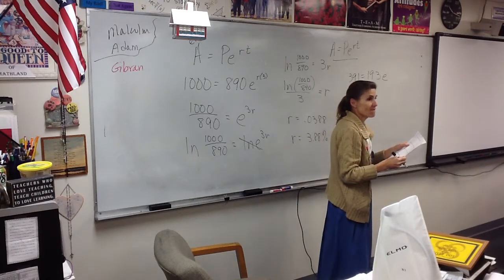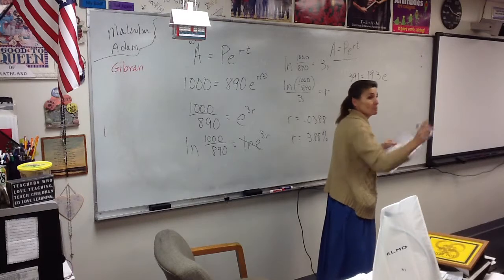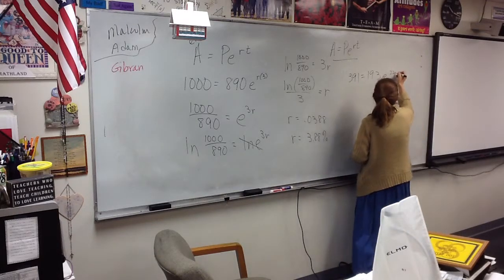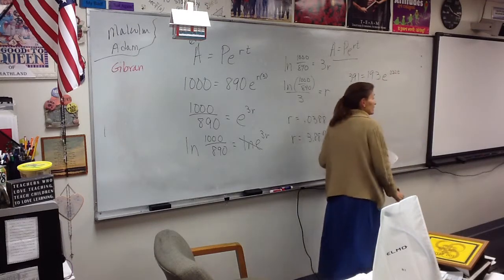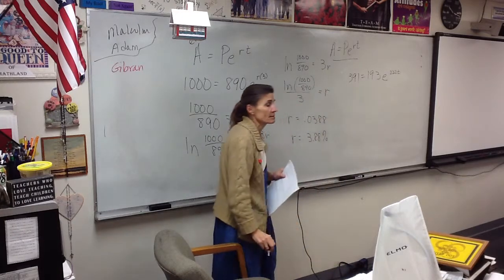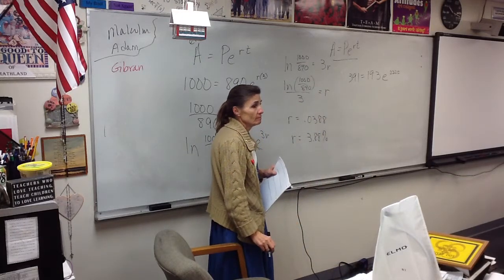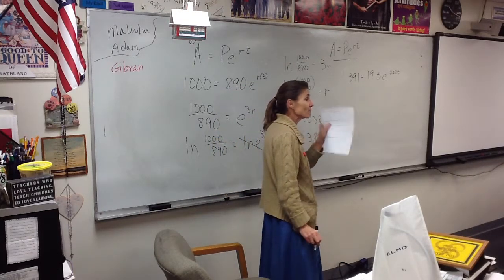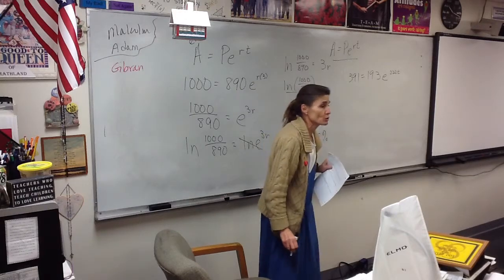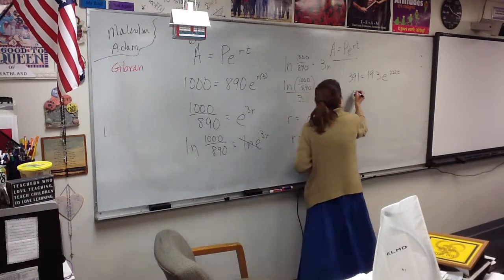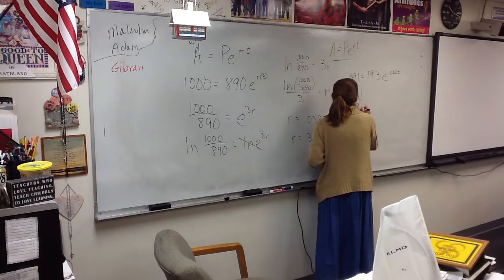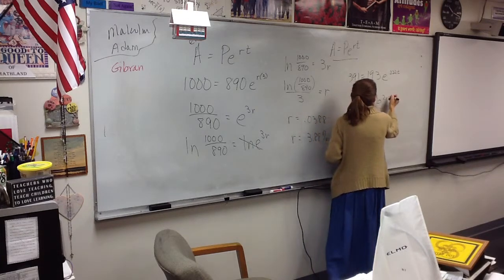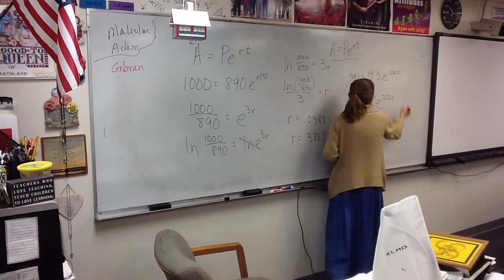What's my R value? 0.222. Look where the variable is. What does that mean? We're going to use logarithms at some point, but not first. What happens first? Divide. So we have 391 over 193 equals e to the 0.222t.